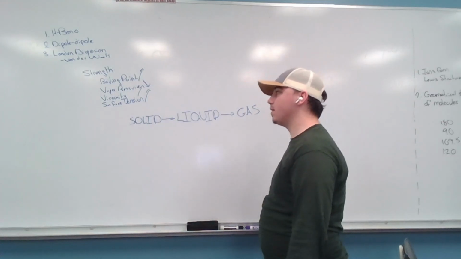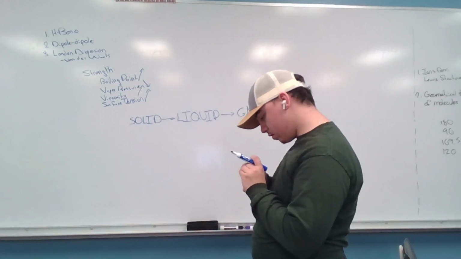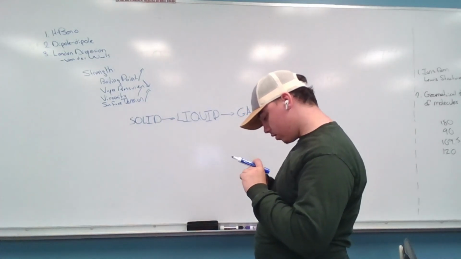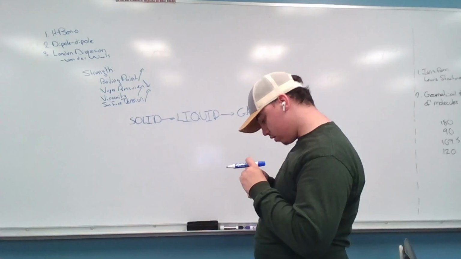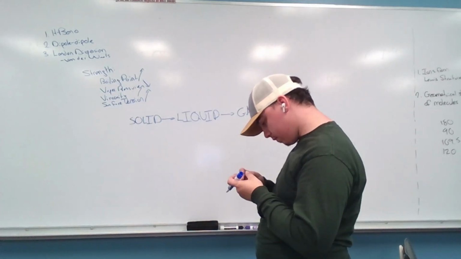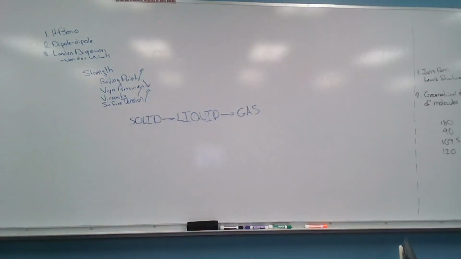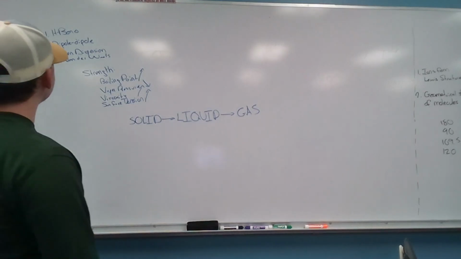Oxygen has very weak IMF because, ooh, my thumbnail is breaking. Oh my gosh, I lost it. Okay, anyways, oxygen has very weak IMFs because it is.